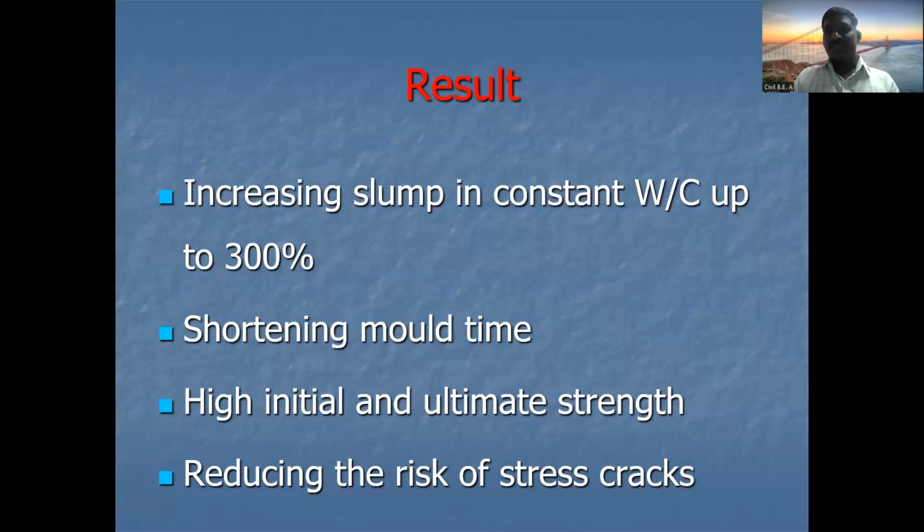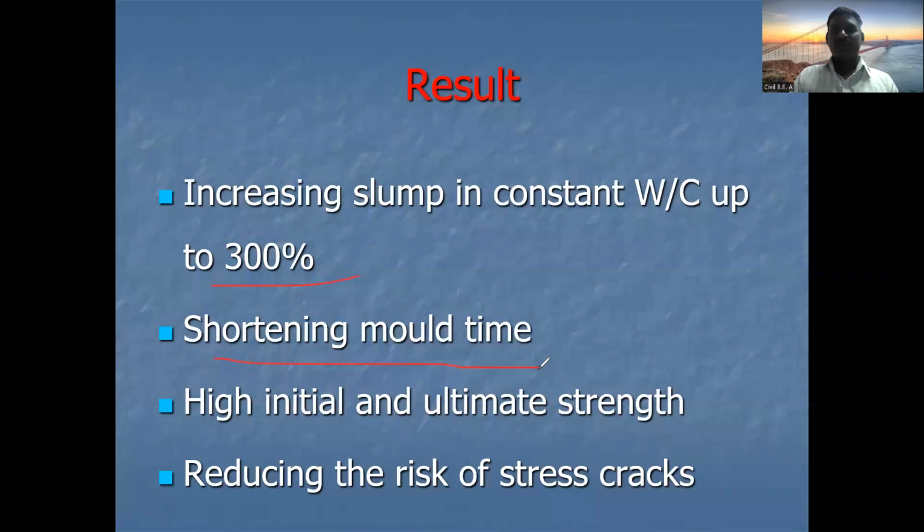So 100% is good, but if we can increase this slump up to 300%, it means the quality of the concrete will be maintained and we will get the strength of the concrete also. So that is the result also. Then, shortening mold time also.